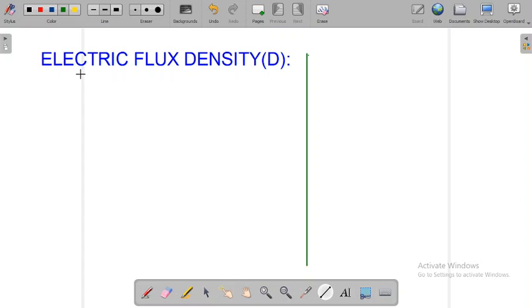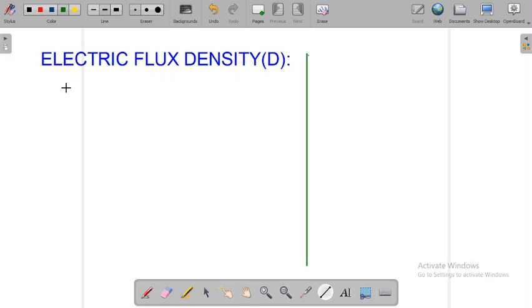In today's class, we will discuss one of the important parameters in our electric field parameters. That parameter is nothing but electric flux density. First of all, we will see what is meant by electric flux. Electric flux means electric field lines. Electric field lines are nothing but the flux.